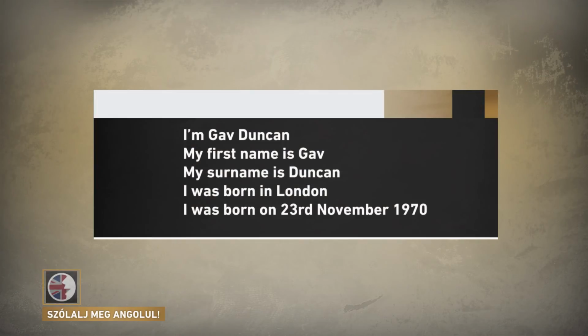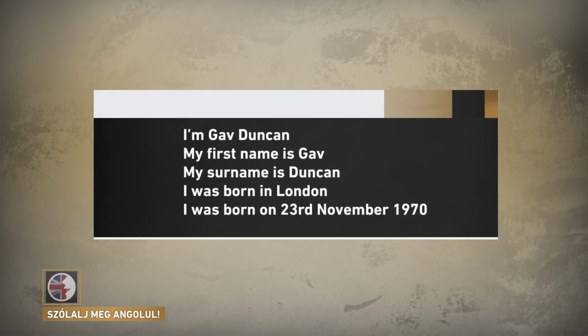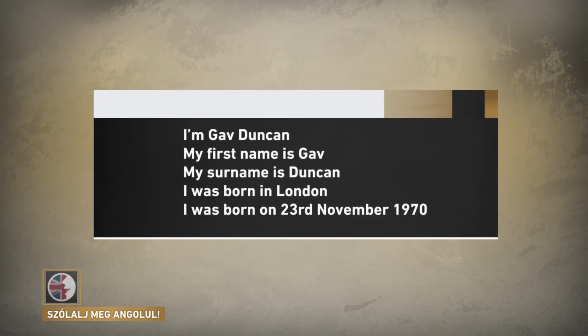Terrific. So now we can make positive and negative sentences about where people come from, and we can ask people where they come from. Now, here's some information about me. Now, look at the information in the table.